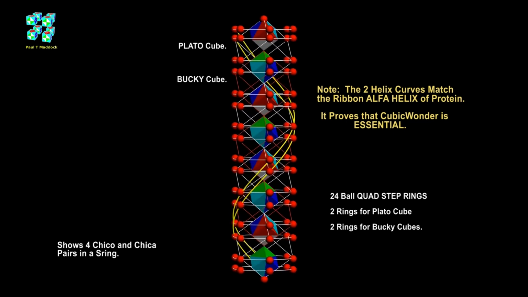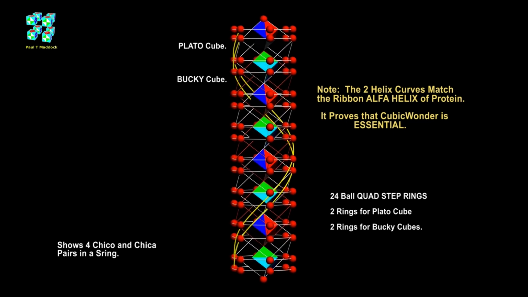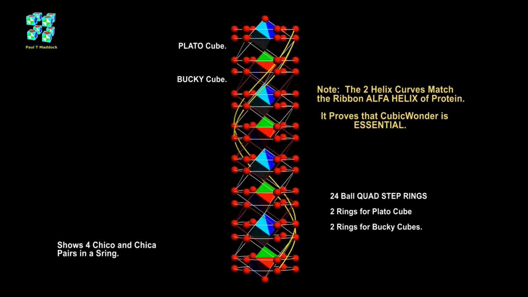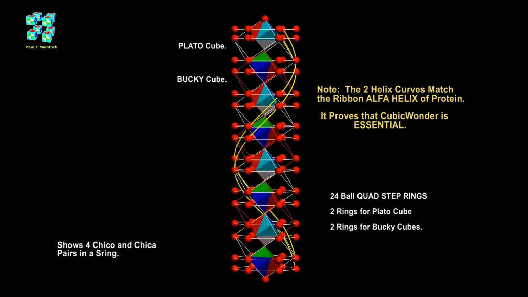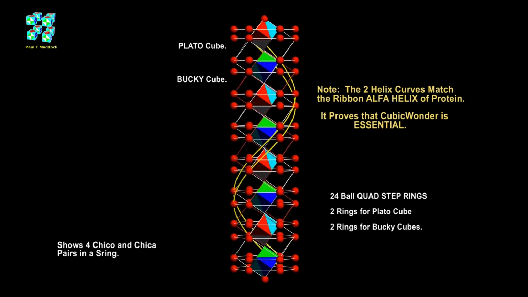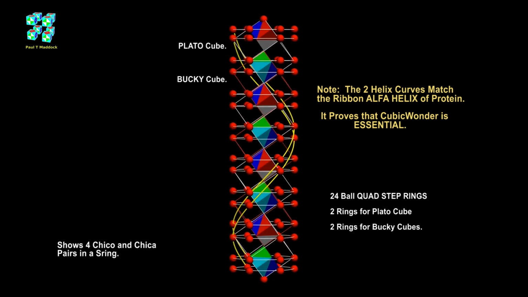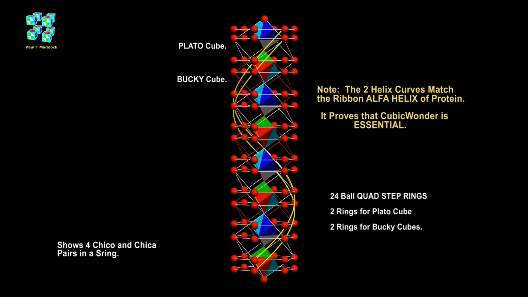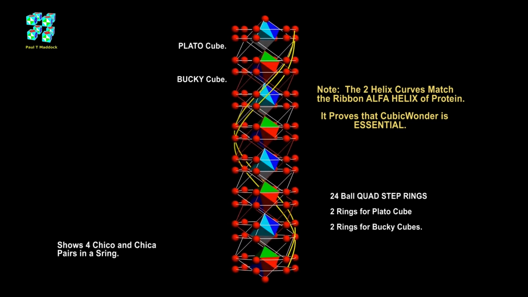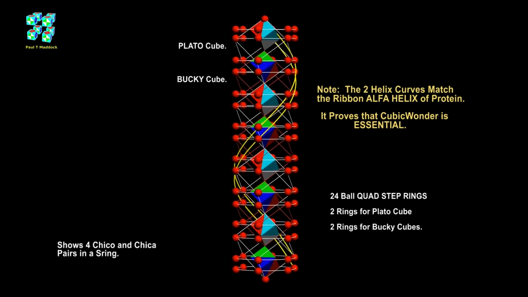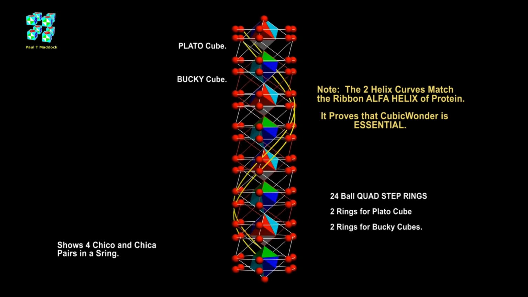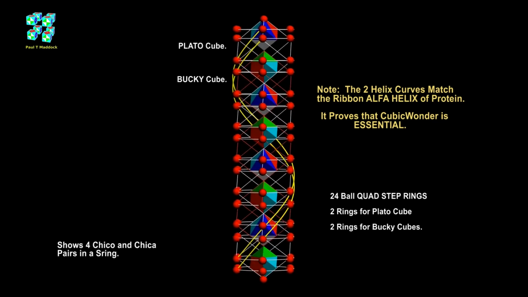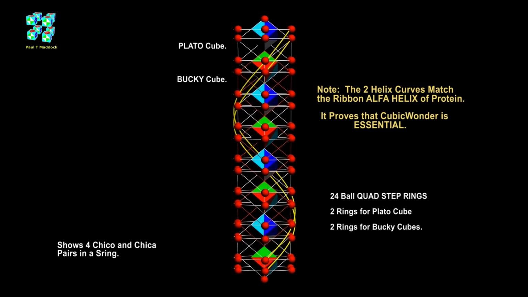Now what is amazing is that these 2 helixes can only be produced by Bucky cubes and Plato cubes in this orientation. So what I'm saying, it can only be done with CubicWONDER. What I'd like to know is, why have CubicWONDER been suppressed for 15 years? Scholars that suppress CubicWONDER for 15 years are a bunch of swindling scoundrels. There's no other word for it.